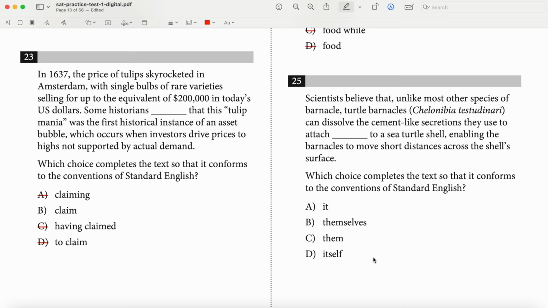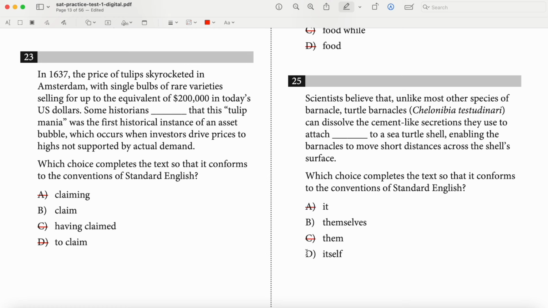Scientists believe that, unlike most other species of barnacle, turtle barnacles can dissolve the cement-like secretions they use to attach them to a sea turtle. How does that sound? It's wrong. Yeah. Doesn't sound as good as B, does it? It doesn't. Do we need to test D? No, that's singular. Yeah. It is going to be B, absolutely.